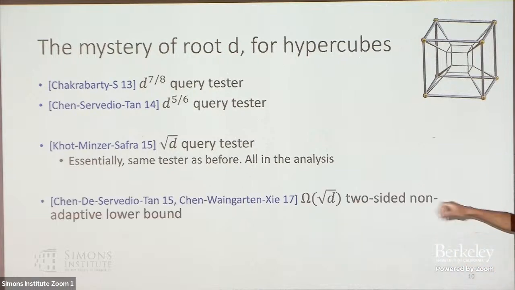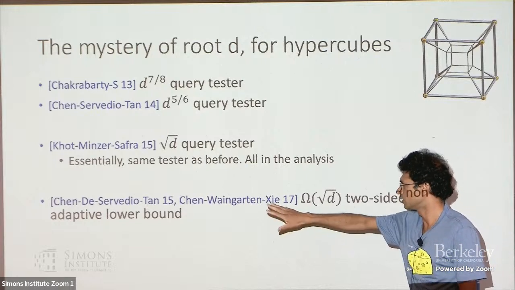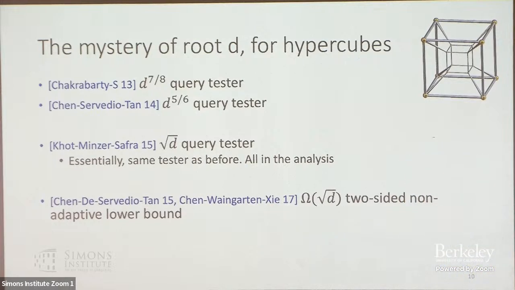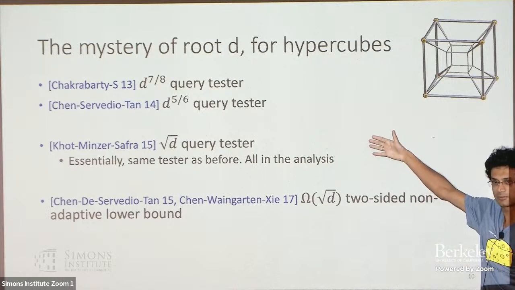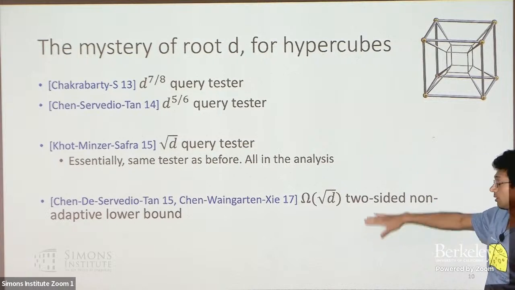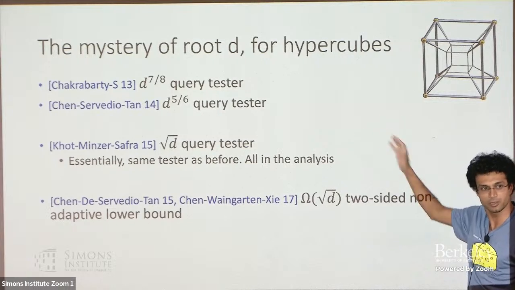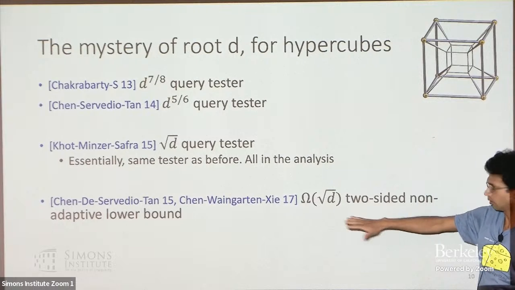And the subsequent works of Chen, Waingarten, and Xie, and Chen, De, Servedio, and Tan showed that there's an omega square root d two-sided non-adaptive lower bound. So: one-sided adaptive and non-adaptive lower bounds, a one-sided non-adaptive upper bound, and a two-sided non-adaptive lower bound.